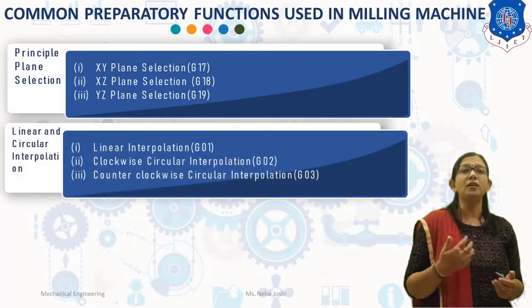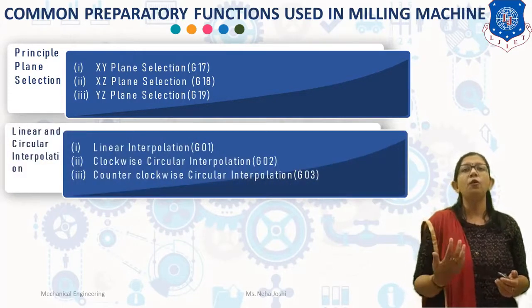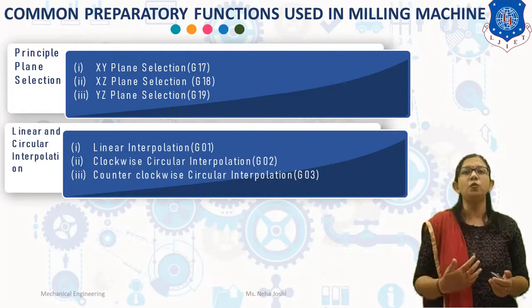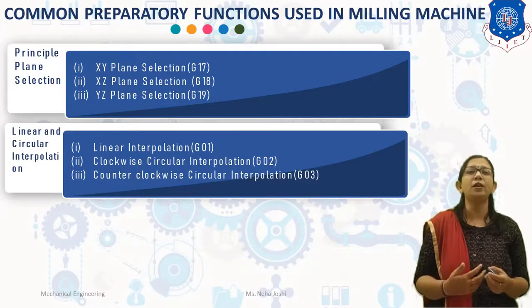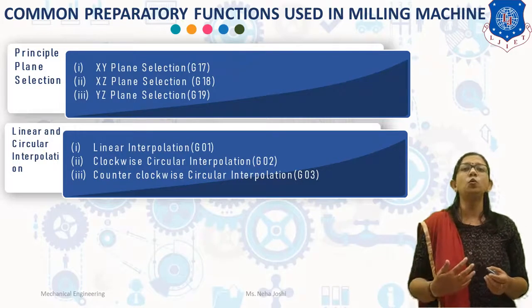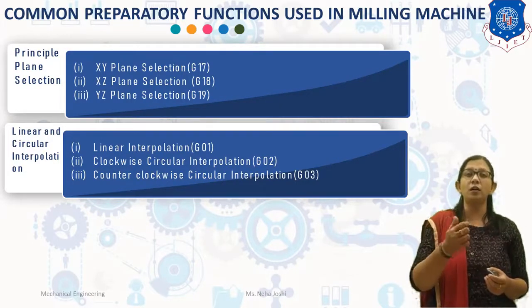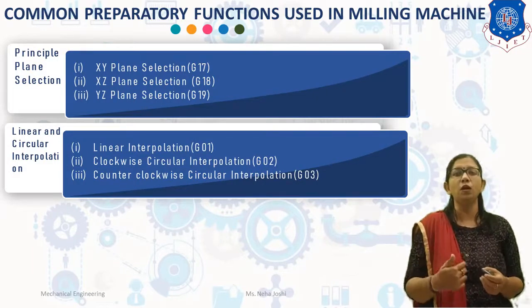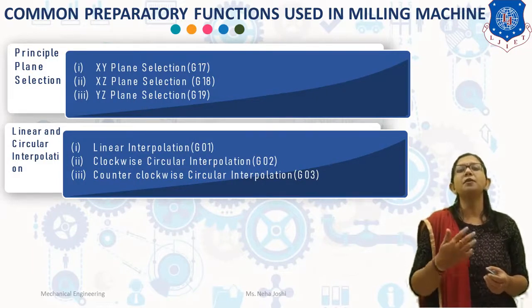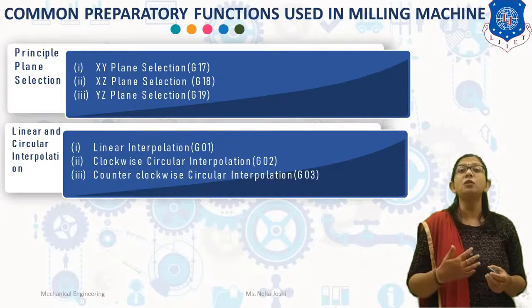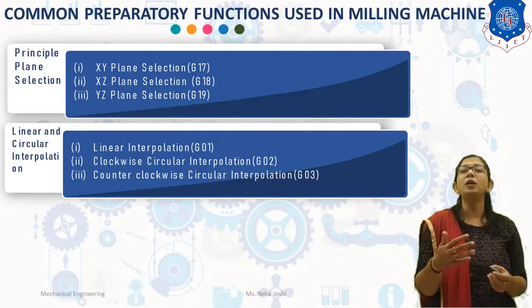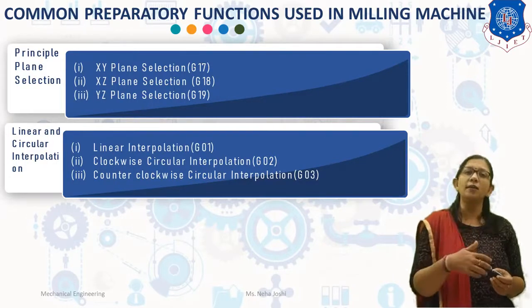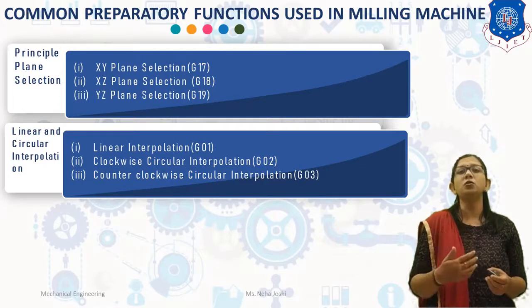Next one is linear and circular interpolation. For linear interpolation, G01 code is used. For clockwise circular interpolation, G02 code is used. When we have to create a circular arc in clockwise direction, then we have to use G02 code. For counterclockwise circular interpolation, G03 code is used. When we have to create a circular arc in counterclockwise direction, then we have to use G03 code.